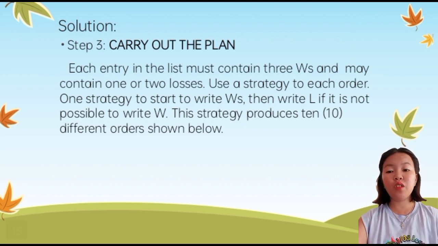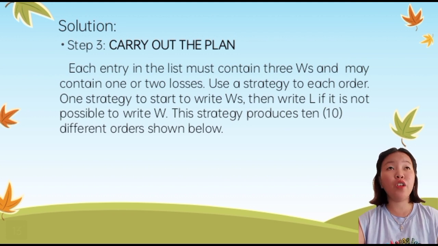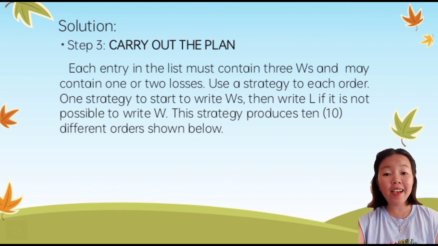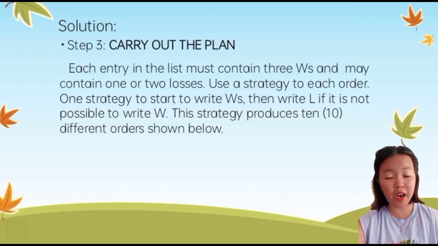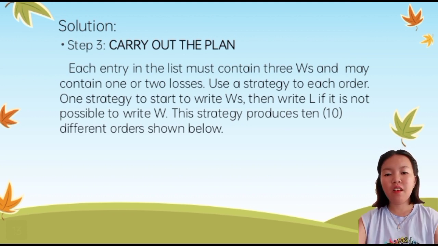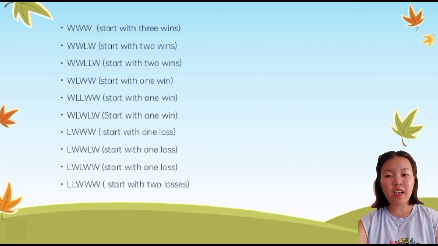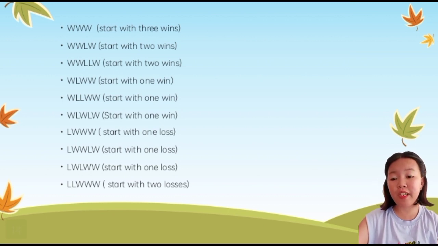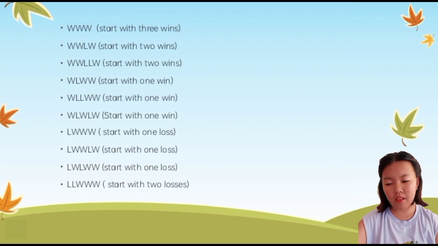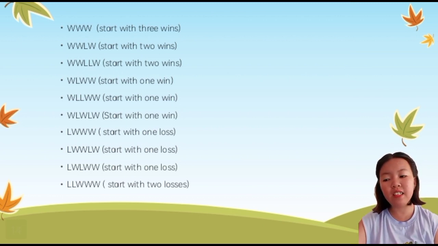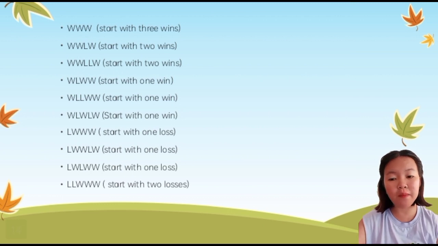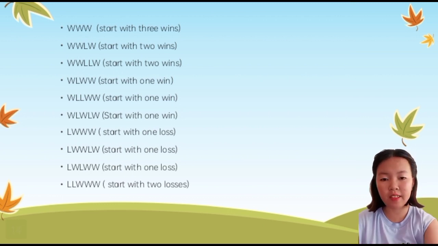One strategy is to start to write W for win, then write L for lose if it is not possible to write W. This strategy produces 10 different orders shown below. So you can see in the picture, no? It is the possible list of how the team could win the NCAA championship in the best of 5 games.